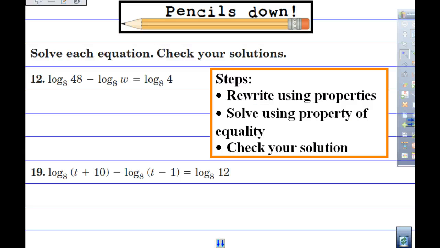Is there any more? All right, 12? Subtraction, right? What do you think? So log of what? 48 over W equals log of 4. Log on both sides. 48 divided by what equals 4? 48 over what is 4? Just 12.